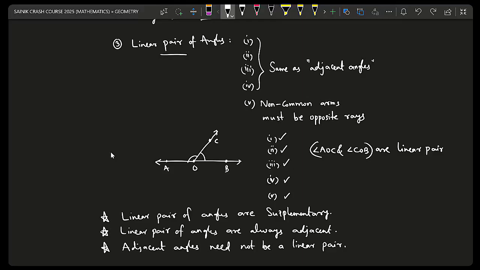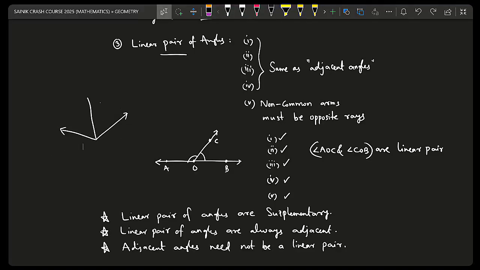Harshavardhan? Sir, suppose there are non-common arms but they are not opposite rays, is it called a linear pair angle? If the non-common arms are not opposite, definitely they are not a linear pair. For example, you take this setup. All the four conditions are satisfied, but the fifth condition is not satisfied. Why? Because this one and this one are non-common, and are they opposite? No. That's why they are not a linear pair. Is it clear?